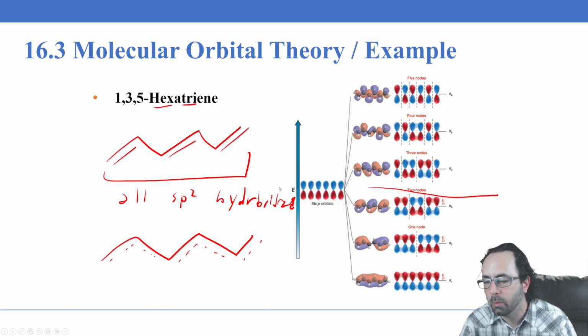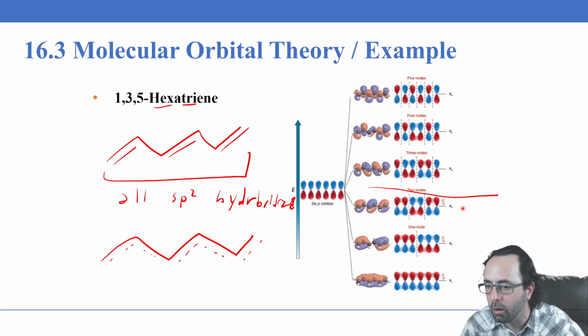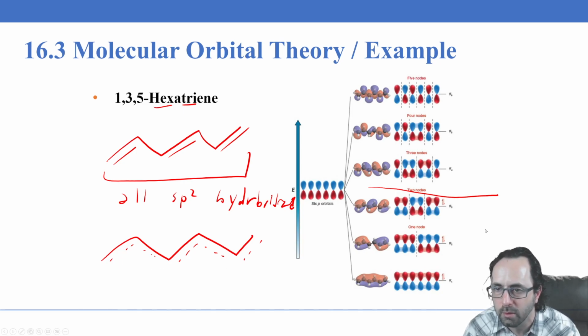And there are 6 p orbitals with 6 electrons, so those can all go into these bonding orbitals and make a situation where we have electron distribution across all of these carbons.